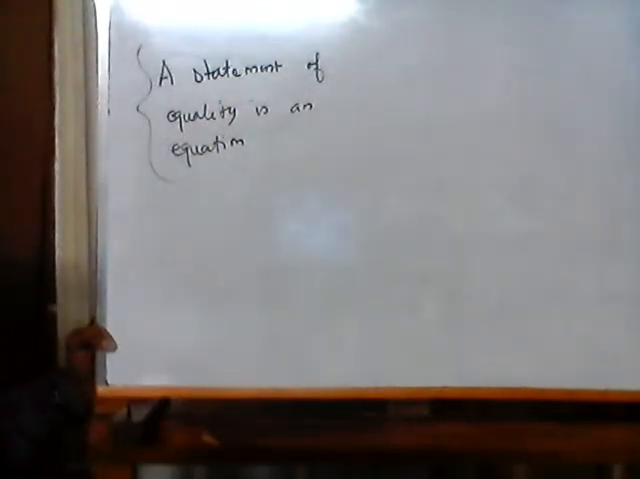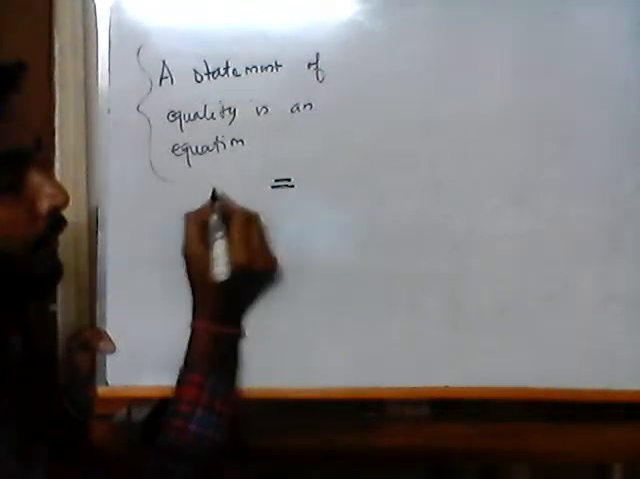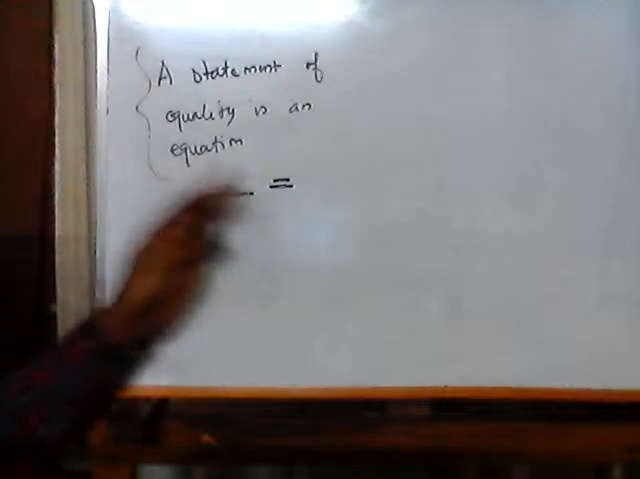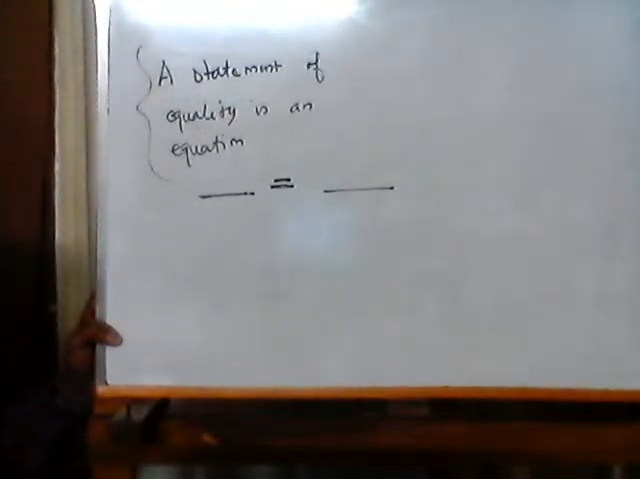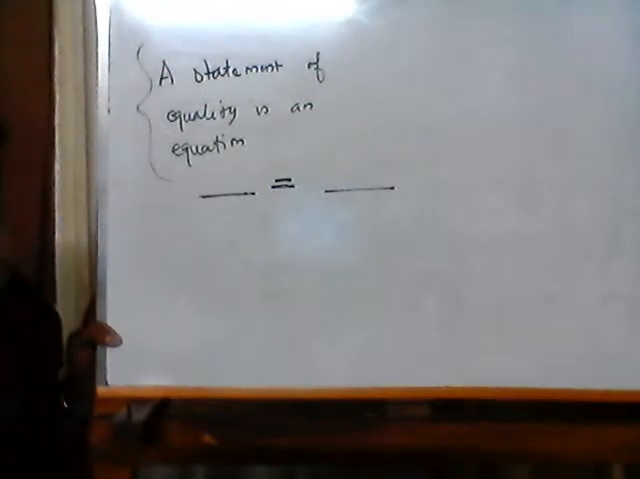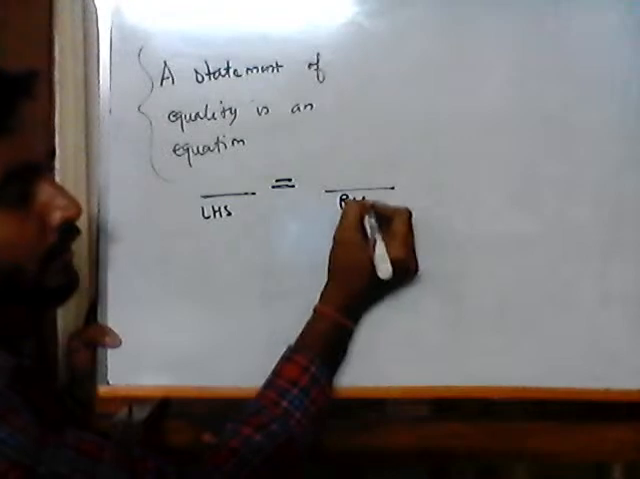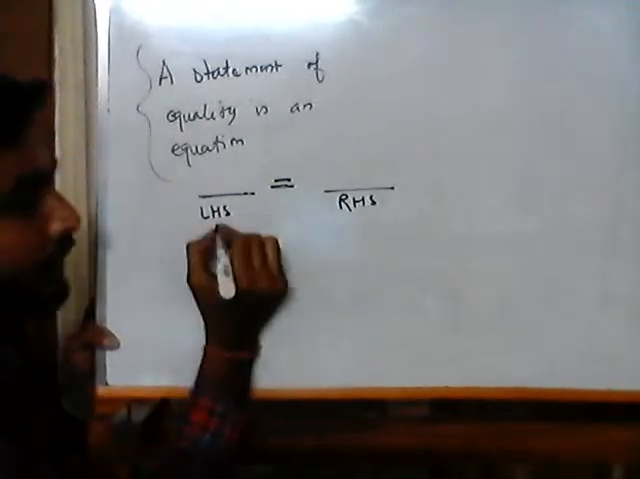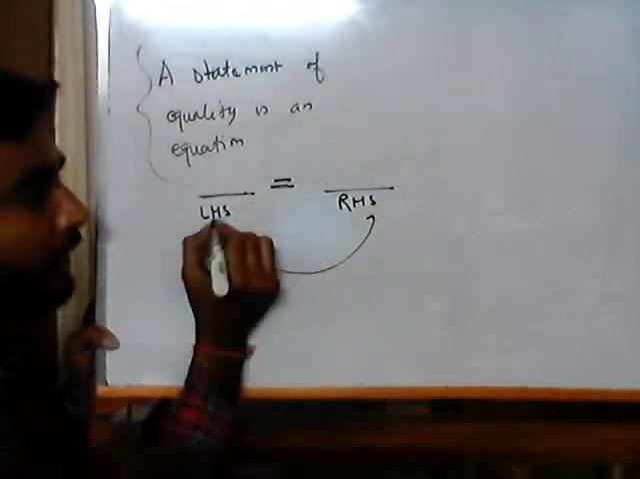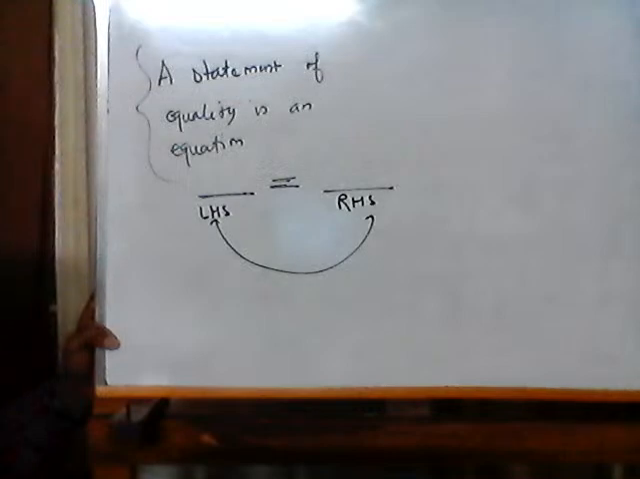Clear? Since the equation will use an equal to sign, it will have a part lying on the left side of it and a part lying on the right side of it. This will be the left hand side of the equation and this will be the right hand side. For an equation, the left hand side is always equal to the right hand side. How do we know? Because it is balanced using the equal to sign.